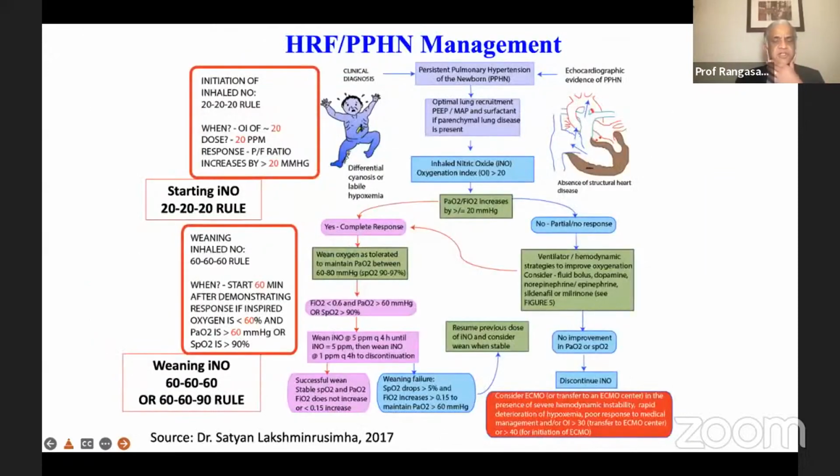Yeah, so if you're going to start nitric oxide, this is the rule that Dr. Satyan recommends. OI more than 20, use 20 parts per million, and if the response is that the PF ratio improves more than 20, wean the FiO2 first after 60 minutes of starting, and the FiO2 is less than 60, and the PO2 is more than 60. I use the 60, 60, 90 rule.